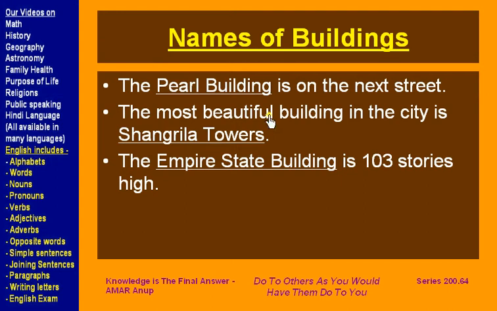So if the building is named, then the first alphabet of the name of the building, or the first alphabet of different words in the name of the building, are capitalized. Like here, the Pearl Building is on the next street. P in Pearl and B in Building is capitalized because it's a name of a building. Same way, this is the name of a building, Shangri-La Towers, so S in Shangri-La and T in Towers is capitalized in the sentence, the most beautiful building in the city is Shangri-La Towers.